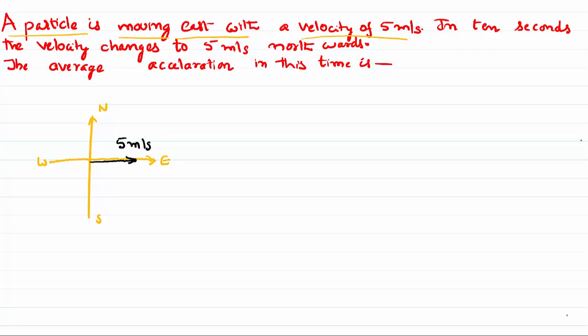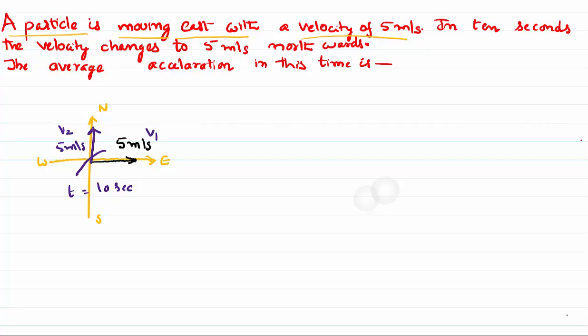Then in a certain time, 10 seconds, it is given in the problem that the velocity changes to 5 meter per second northwards. So if I call this v1, there's a v2 now which is different like this. That is also 5 meter per second. This all happened in a time span of 10 seconds.